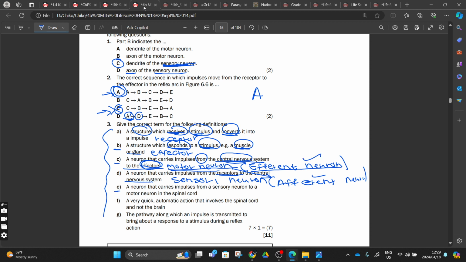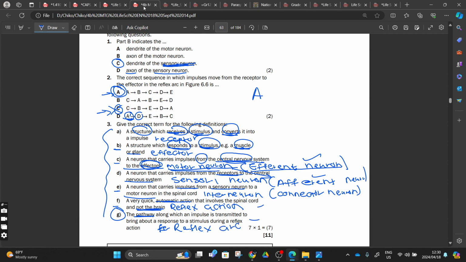And then number E, a neuron that carries impulses from a sensory neuron to a motor neuron, this will be an interneuron, right? Or connector neuron. You can come and write connector neuron, or you can write interneuron. Either way, it's fine. Then F, a very quick autonomic action that involves the spinal cord and not the brain. You understand? We name it reflex action, right? And then number G, the pathway along which an impulse is transmitted to bring about the response, the reflex arc.